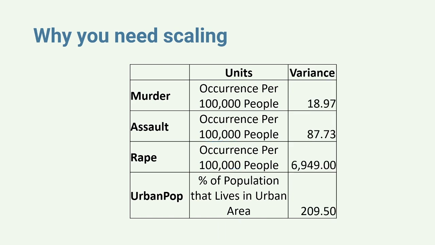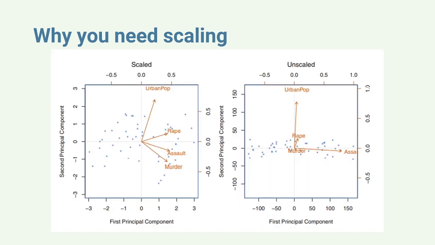So if you just look at the variance of these numbers, these vectors, the variance of murder is about 19, assault is about 90, rape though is much higher, about 7,000. So if you just tried to run the principal component analysis without applying scaling, you get something like this on the right, where there's just an unequal distribution of the loadings because the variances of the variables are so much different.